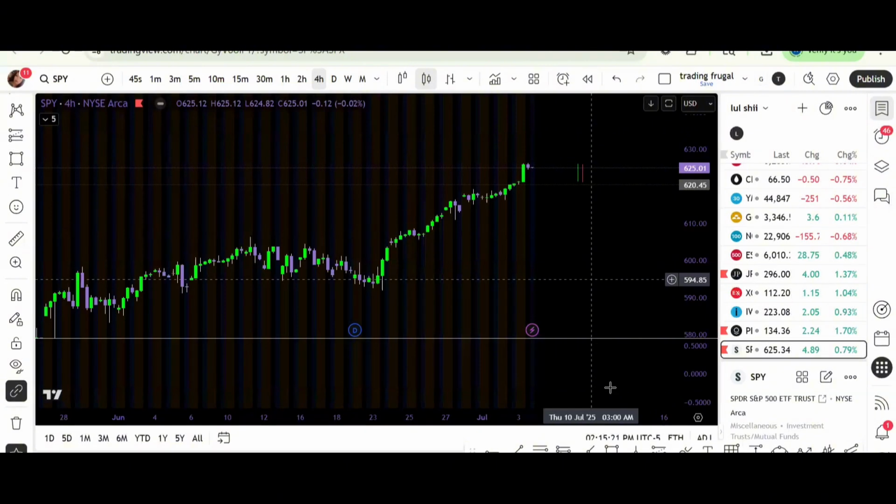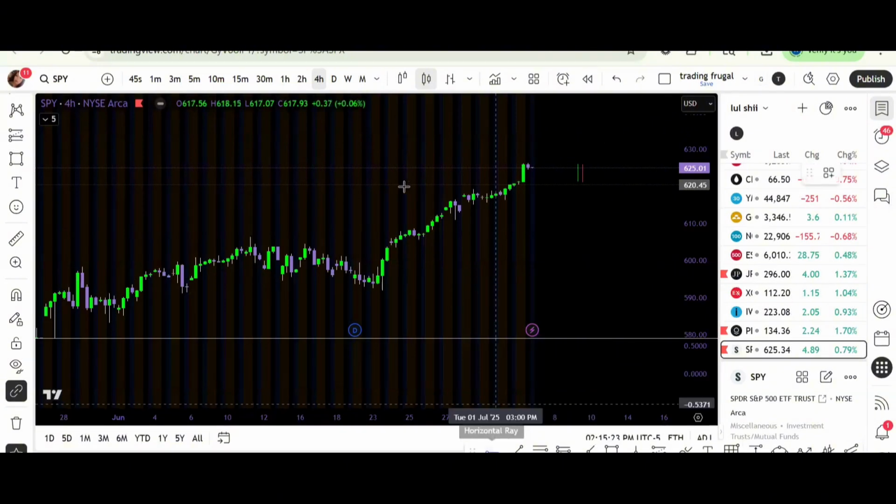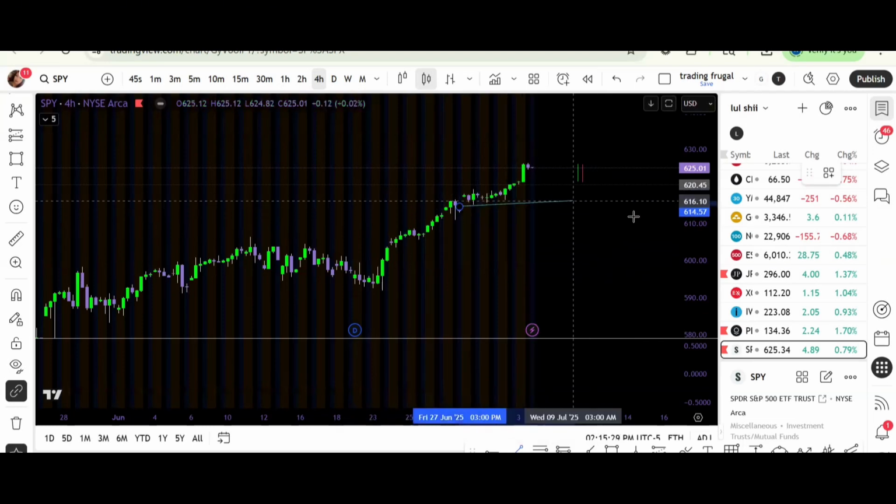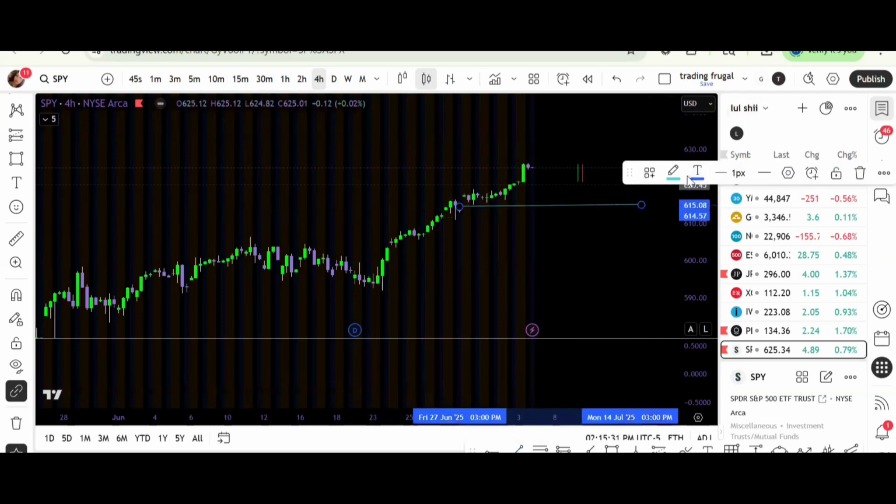So we're going to talk about support and resistance. Support is basically, let me get my little tools. So support is the floor, it's the bottom. Let me make this line bigger.